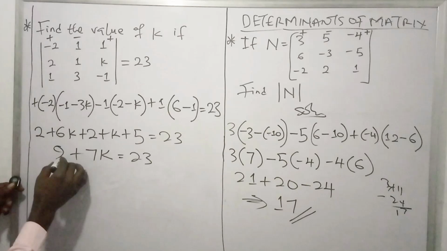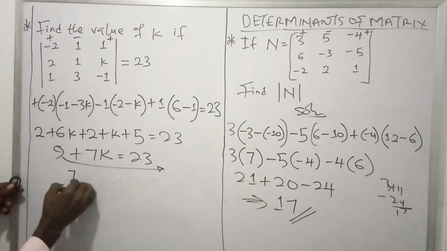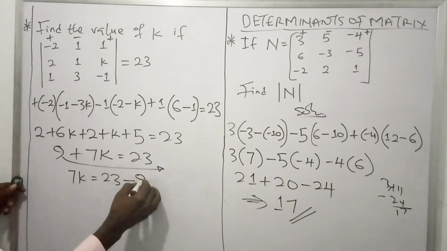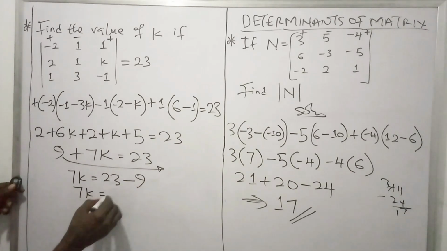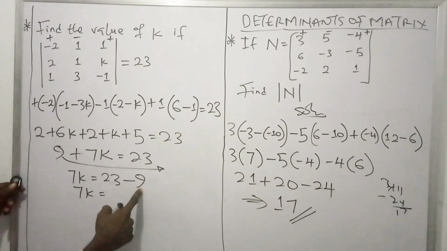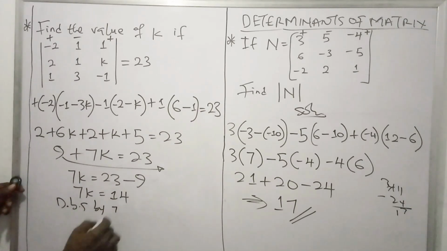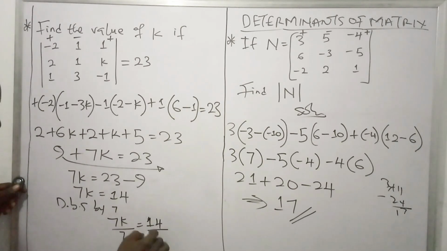Now collecting like terms, move the 9 to the right hand side. Our 7k equals 23. When the 9 crosses to this side, it crosses as negative. So 7k equals 23 minus 9, that'll be 14. All right, that'll be 14. Okay, so we divide both sides by 7 in order to make k free.